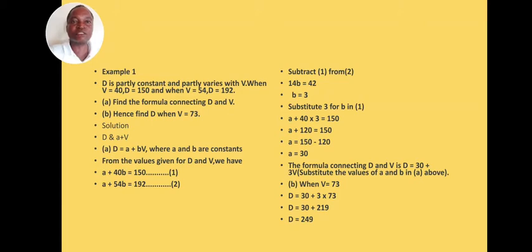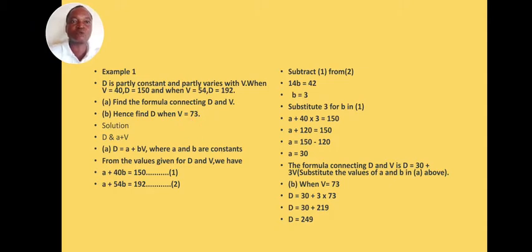Example 1. D is partly constant and partly varies with V. When V is equal to 40, D is equal to 150. And when V is equal to 54, D is equal to 192. The first question says, find the formula connecting D and V. B says, hence, find D when V is equal to 72.